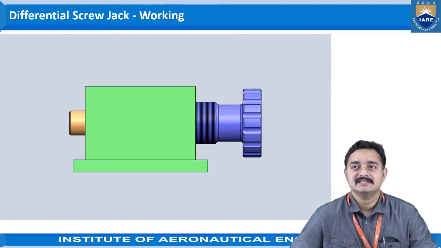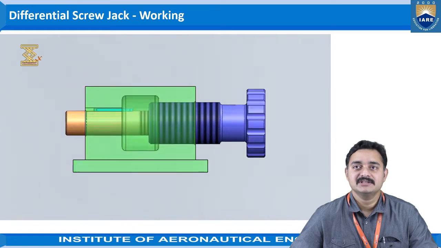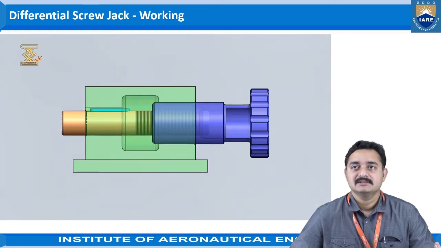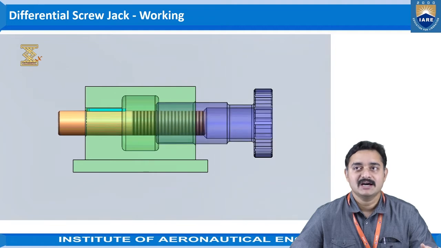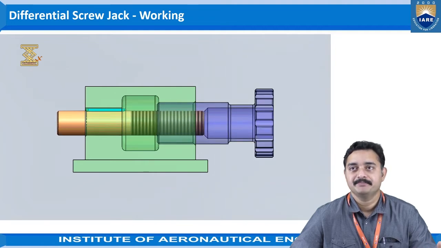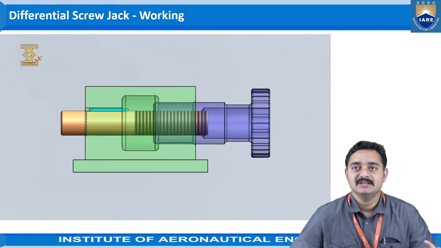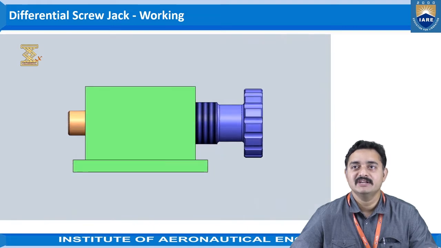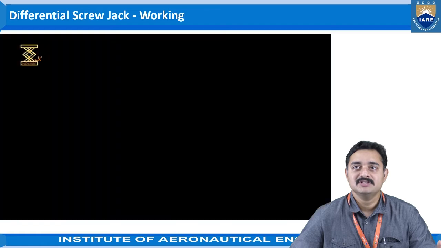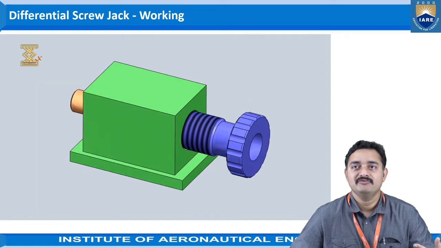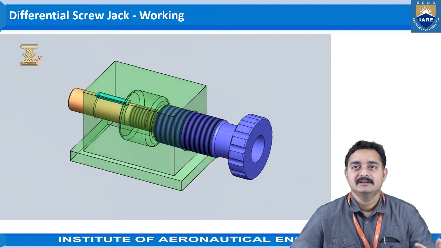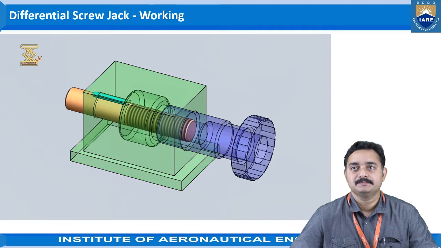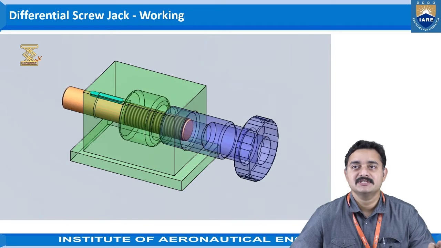For understanding this, let us see a small animation for the working of the differential screw jack. Here the blue color screw is the larger screw and the orange color screw is the smaller screw. This smaller screw is being inserted into the larger screw and the larger screw is being rotated. When this happens, you can see that the smaller screw is being moved in a linear fashion. When the larger screw is rotated, the smaller screw will have a linear movement inside the larger screw. So this is how the differential screw jack works.